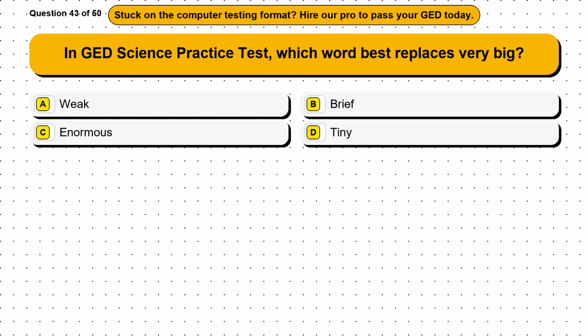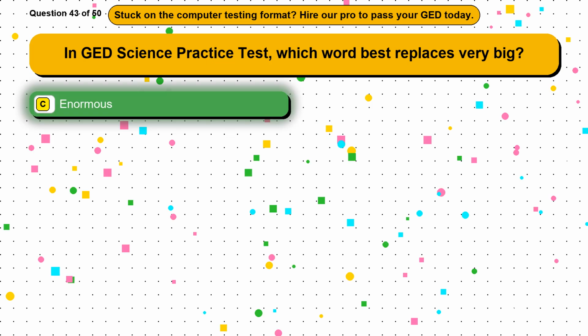Question 43. In GED Science Practice Test, which word best replaces very big? Option A, weak. Option B, brief. Option C, enormous. Option D, tiny. The correct answer is option C, enormous.